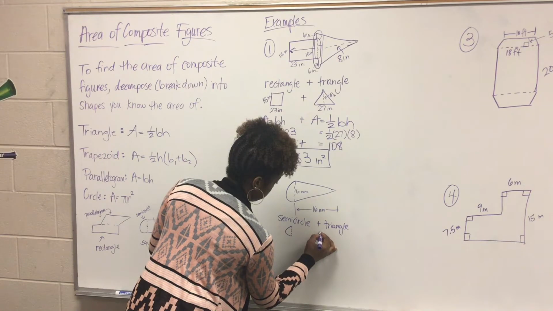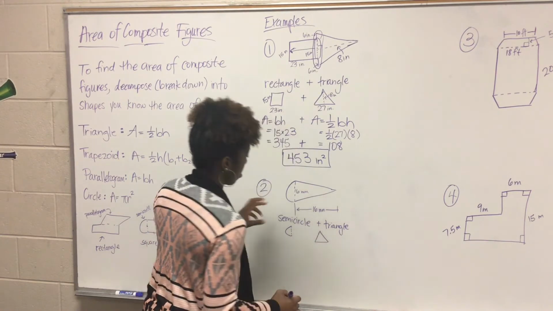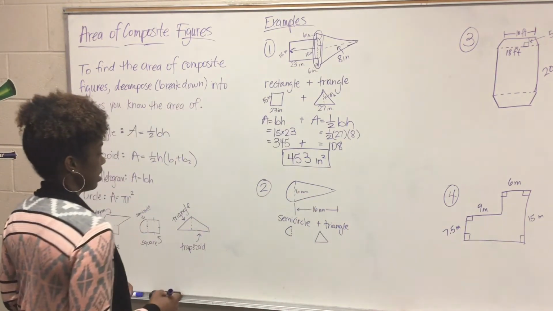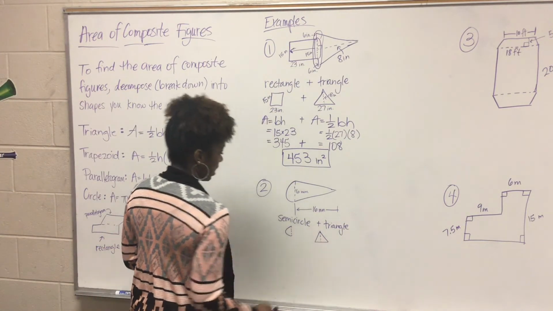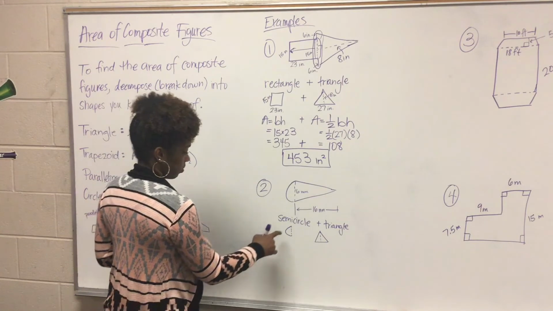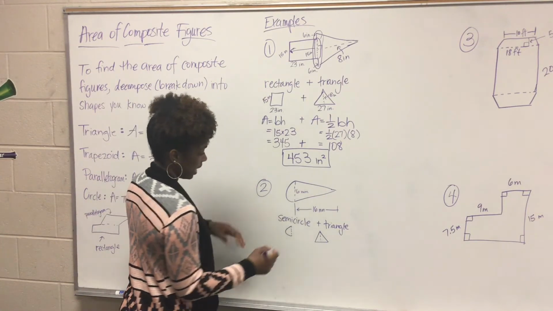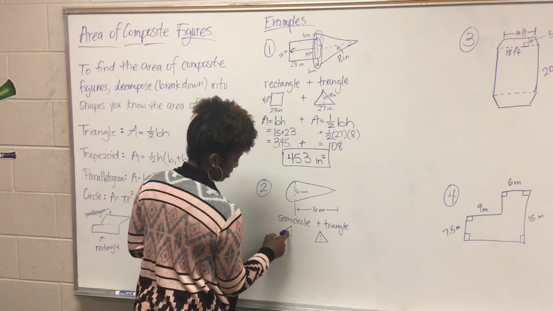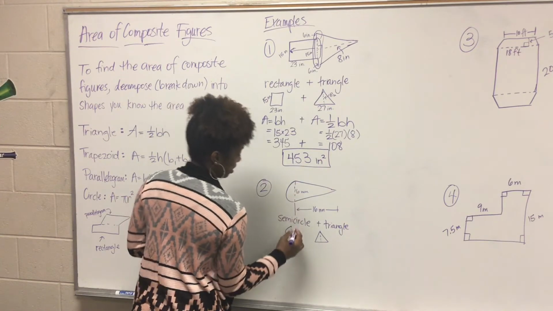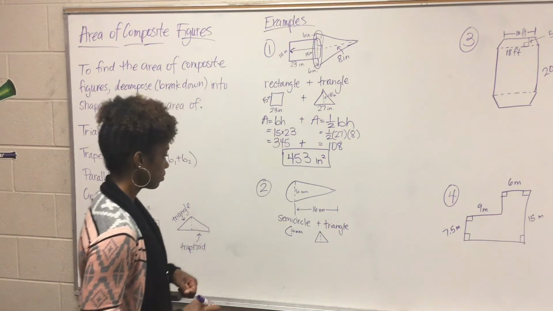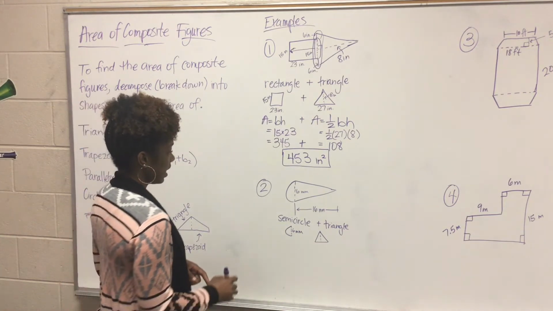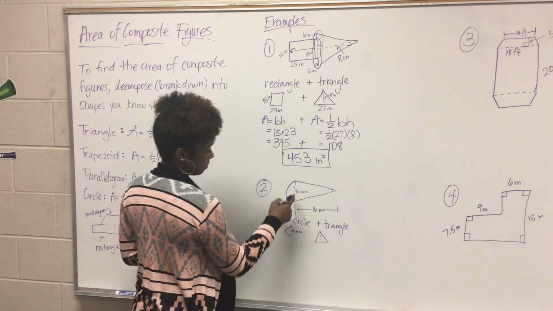We can draw it upright. You can draw it as it is or upright. I prefer to draw it upright, okay? So now we need to add our dimensions. So the semicircle has a diameter of 6 millimeters, and that would also be the base of the triangle.